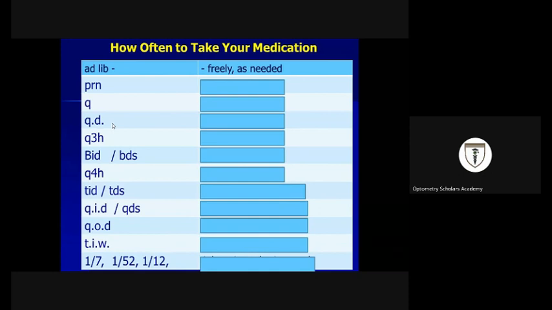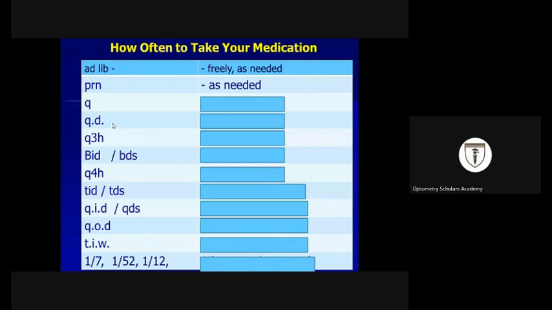Most of the drugs that are prescribed like this are usually our artificial tears. So artificial tears are usually prescribed ad lib. You tell the patient whenever you feel the sandy sensation, you can just apply it, or you can decide to apply it 5 times daily or 4 times daily, as you please, depending on the discomfort you are having. So PRN also means the same thing, as needed.